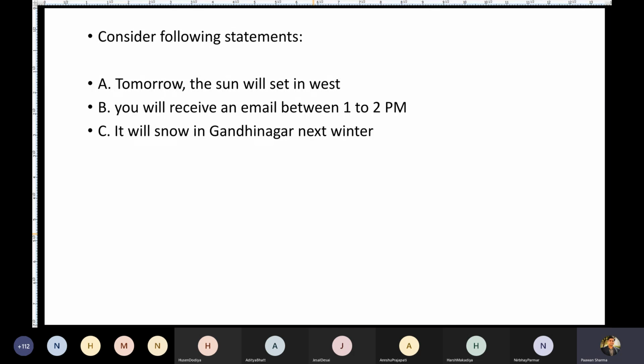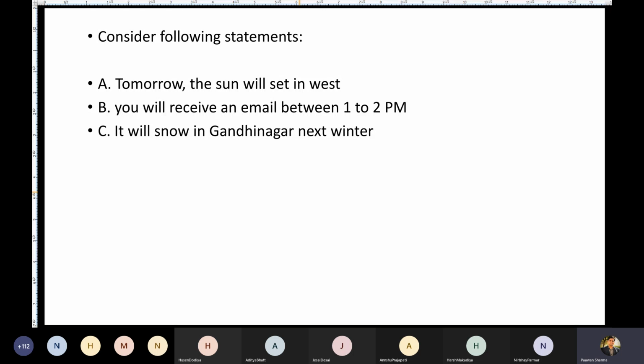So, Nirbhay, what excites you amongst these three sentences? What is exciting you? The sentence will not be true because sun will never set in west. देखो, सेंटेंस तीनों करेक्ट हैं ना, वो गलत नहीं है. लेकिन when you read these three sentences, आपको सबसे ज्यादा इंटरेस्ट किस में आ रहा है? Sentence C, it will snow in Gandhinagar next winter.